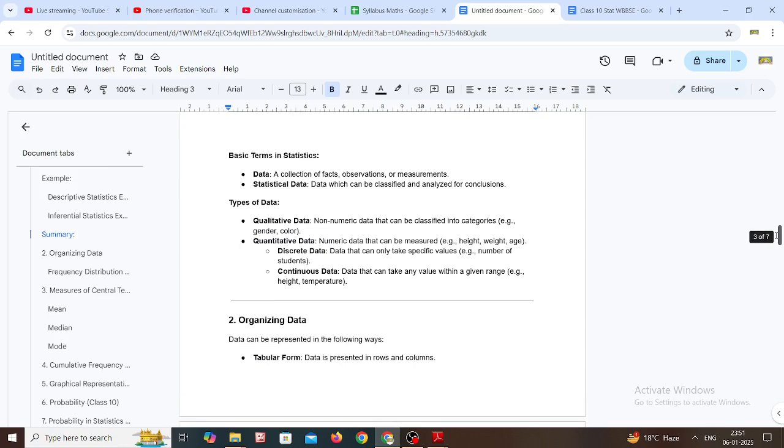Like data. Data is what? A collection of facts, observations, or measurements. Anything that can be measured is basically data, and a collection of data gives us info, that is information.